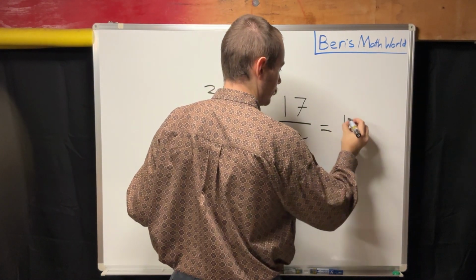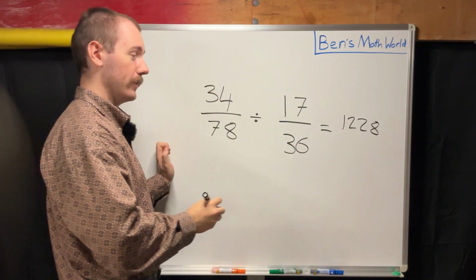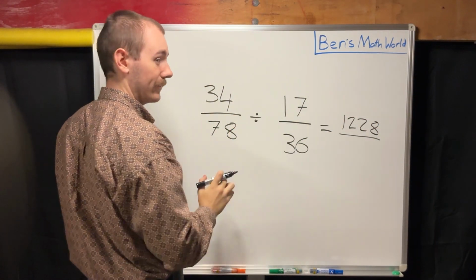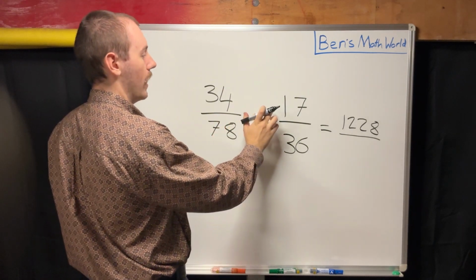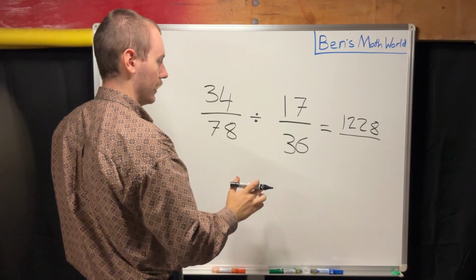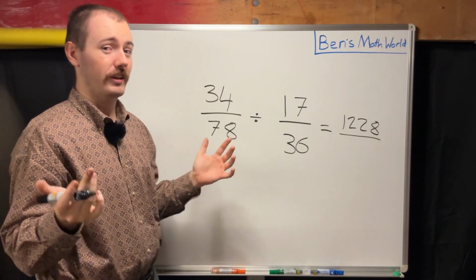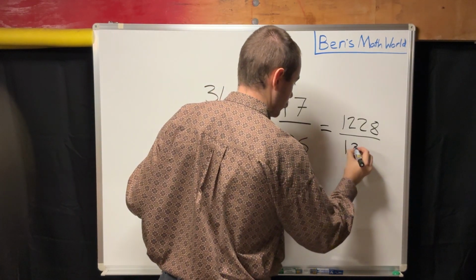1,224. I used a calculator for that, I won't lie. Now we're going to do the bottom of our first fraction multiplied by the top of our second fraction, or our first fraction's denominator by our second fraction's numerator. So we're going to do 78 by 17. I'm also going to use a calculator for this. And that's 1,326.